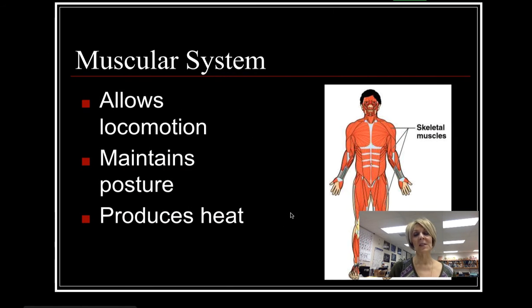Our muscular system allows us to move. That's what locomotion means. It helps us to maintain our posture, and it also produces heat because we burn a lot of fuel in our muscles to move, and the byproduct of that is we produce heat.